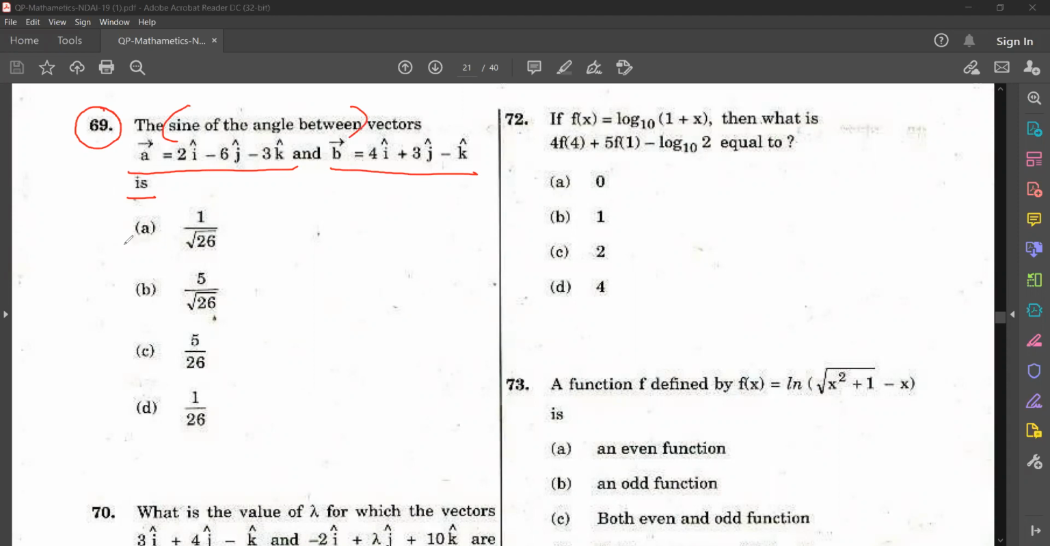Okay, so the options they have given are 1 by root 26, 5 by root 26, 5 by 26, 1 by 26. Please go through, find the answer and comment your answers. I'll give you 30 seconds for doing this question. Please do fast.